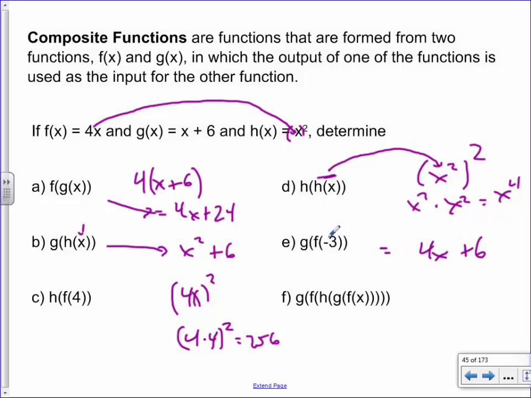Makes sense? So maybe looking at it now from left to right, the g function means you should have something plus 6. And I have a something plus 6. But what is that something? I'm using fingers here. Well, that something was supposed to be the f function. So that's why I have the 4x plus 6. But again, I still have another x. That x is now no longer going to be x. It's now going to be negative 3. So 4 times negative 3 plus 6 is negative 6.